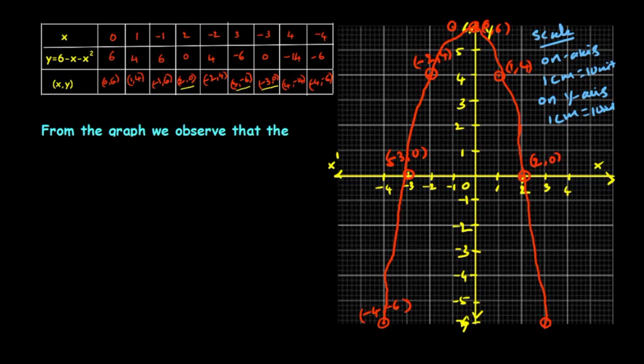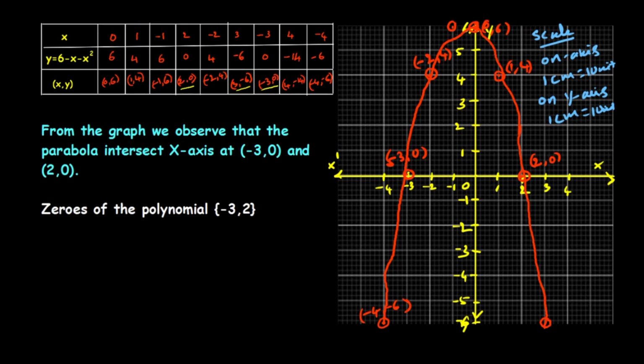Now what steps should we write here about the graph? From the graph we observe that the parabola intersects the x-axis at (-3, 0) and (2, 0). Therefore, the zeros of the polynomial are -3 and 2. Now the last part of the graph, that is verification. We should compulsorily verify.